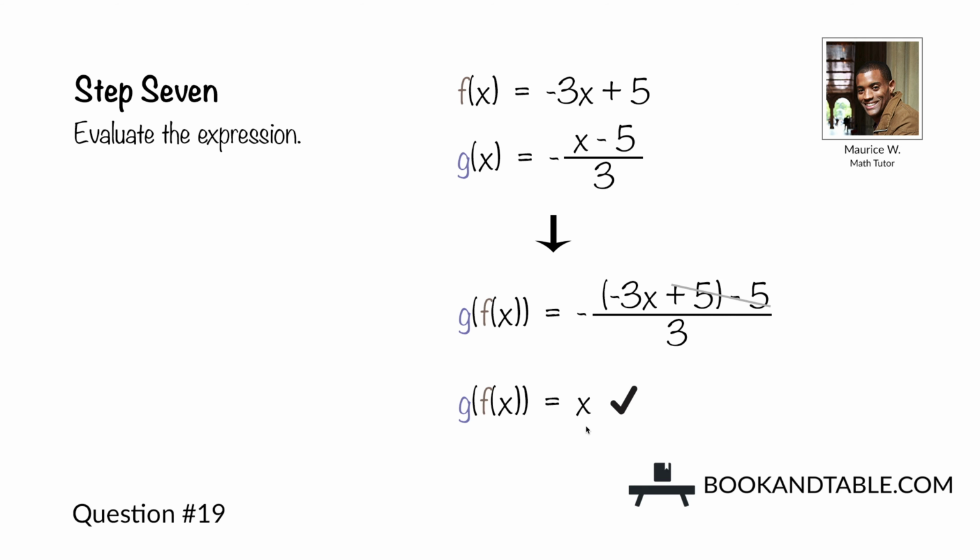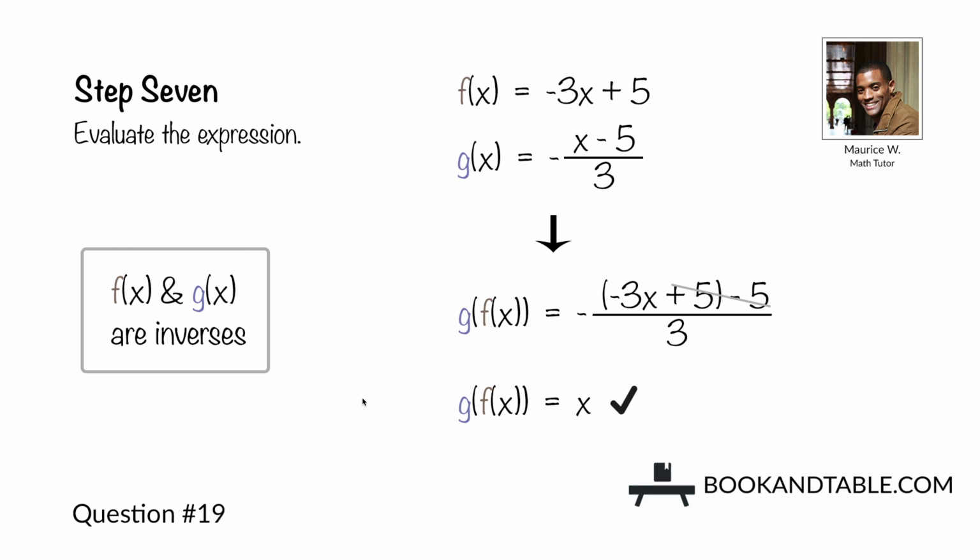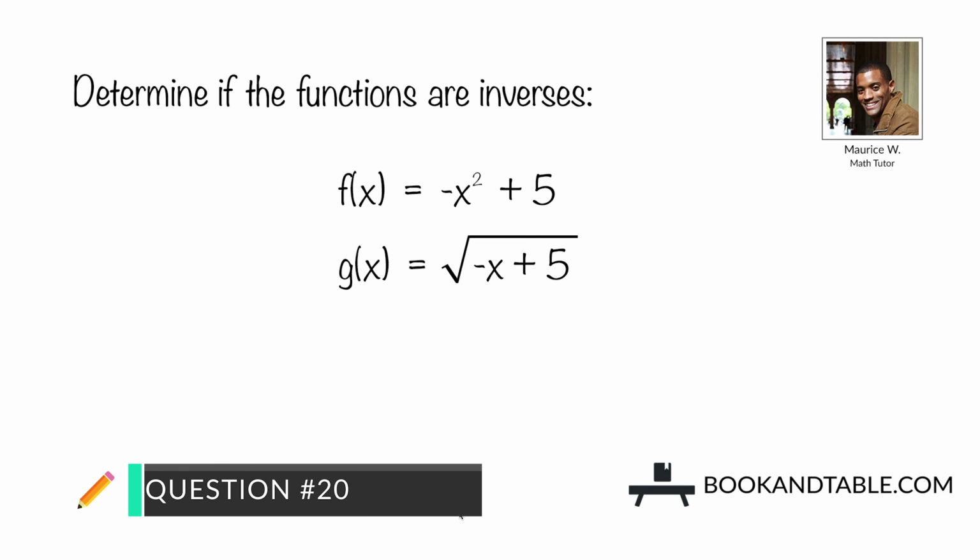So since both f of g of x and g of f of x have an outcome of x, that confirms that f of x and g of x are inverses. So that is the answer to question number 19. Let's now have a look at question number 20.